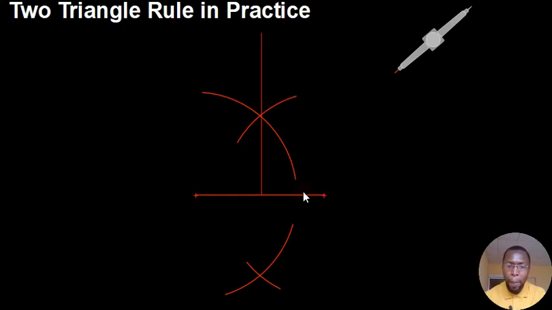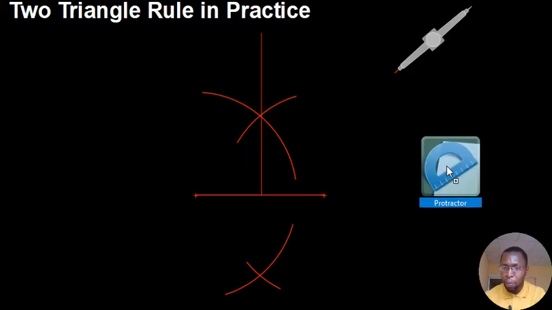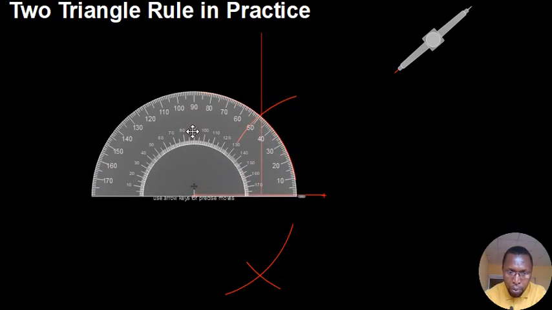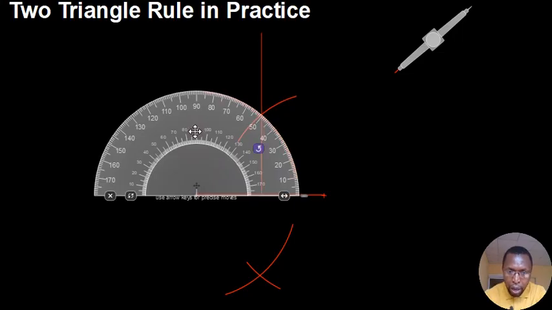Now the next thing is to draw my isosceles triangle. An isosceles triangle will have 45 degrees as the base angle. So how do I do that again? I will need my protractor. I'll place the center of my protractor at the tip of my straight line here. Then I will locate 45 degrees on the protractor, move my pointer to 45 degrees, and mark it with my pencil.